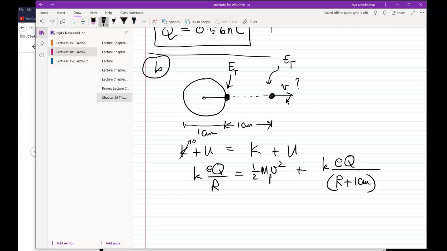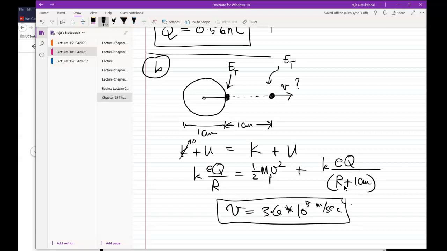And then the rest is just algebra. Just solve for v. I'll fix the units, of course. R here is ½ centimeter, and it is 1 centimeter away. You just work out the algebra. The answer he got is 3.6 times 10 to the power of 5 meters per second. There we go. Okay, I think I am done with this chapter.